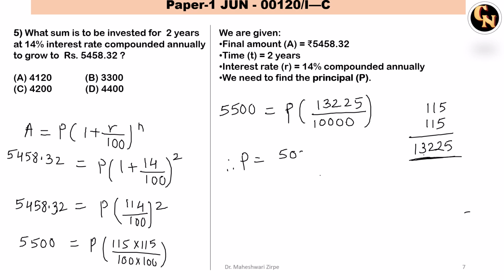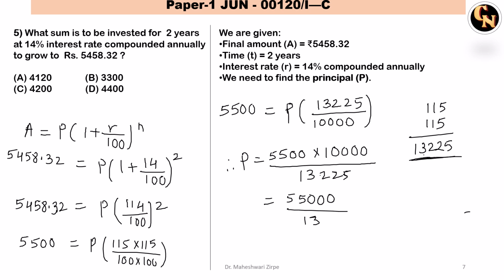Now simply what you will do, let us cross multiply this, and P will be equal to 5500 into 10,000 divided by 13225, correct? Now simply, if you round off all these numbers and try to remove digits, 1 2 3 4 5 6, there are digits. So we are again rounding off this number, to divide by 13.